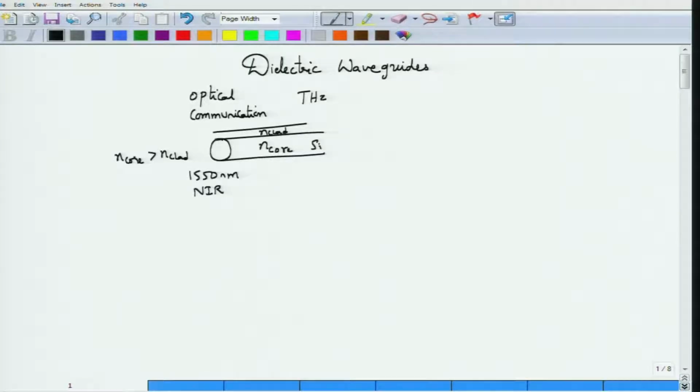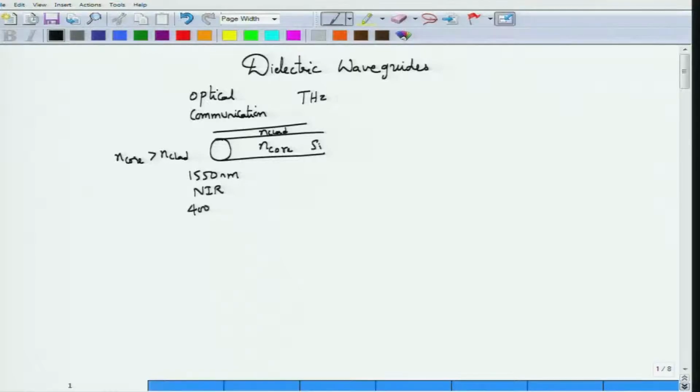There are of course fibers which can also carry electromagnetic energy in the form of light at visible wavelengths, that is around 400 to 800 nanometers. Although these fibers are quite important, studying them requires us to go beyond the Cartesian coordinate system, because the symmetry of the fiber clearly indicates that one has to use a cylindrical coordinate system, something we are not prepared to do in this course. So we are not going to discuss optical fibers, although they are the most popular dielectric waveguides.